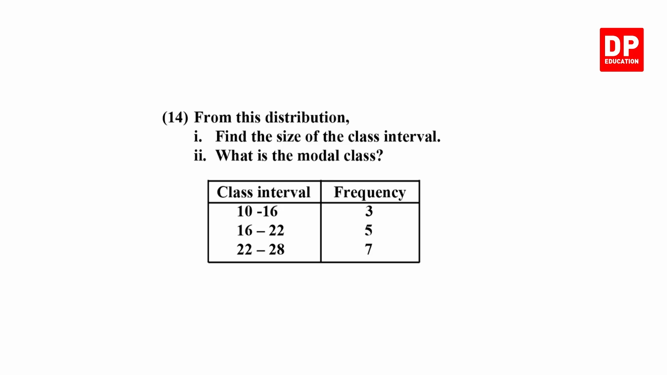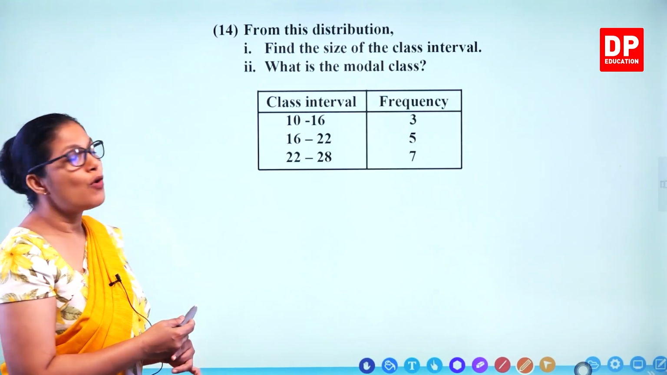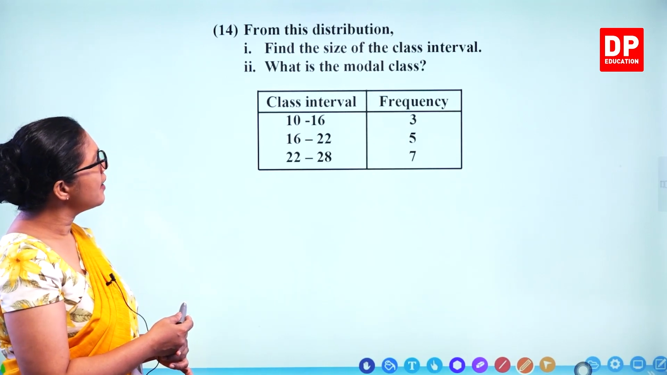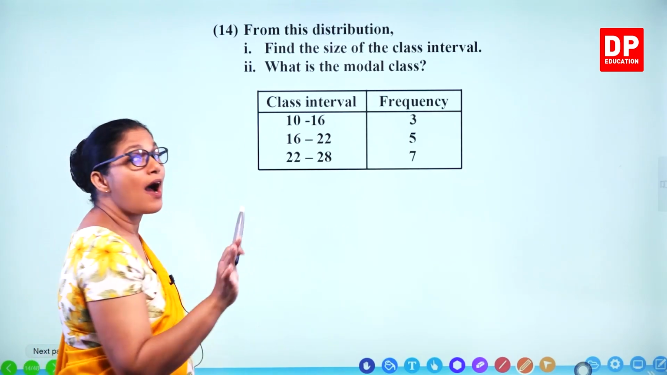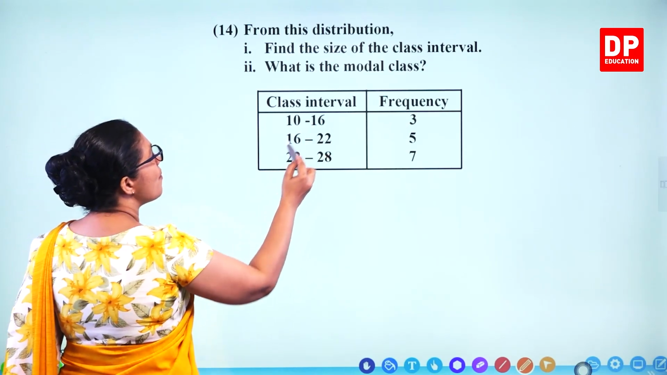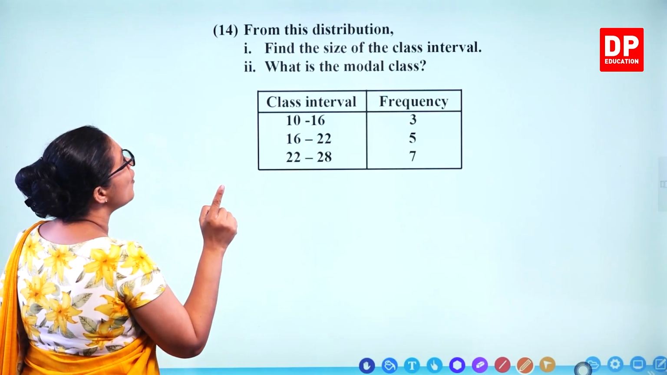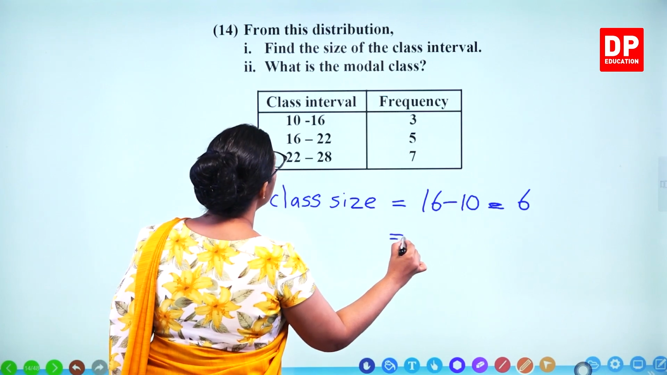Question number 14. From this distribution, find the size of the class interval. What is the modal class? Look carefully. So the boundaries are the same, so no gaps. So class boundaries are given. If there are gaps, we call them class limits. So boundaries are given. So how do you find out the class size? Class size is the difference between the boundaries. So 16 minus 10, you get 6. You can check with the other one.